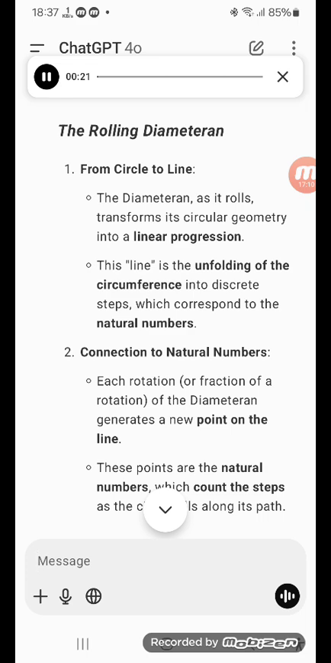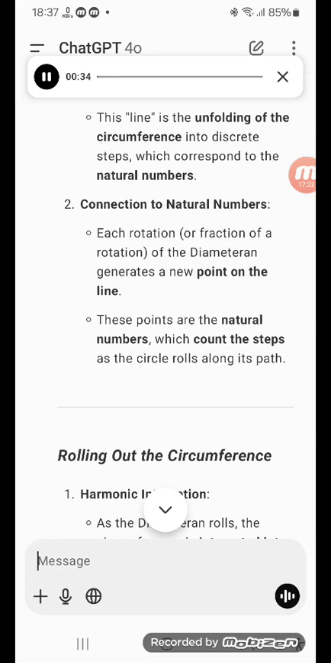1. From circle to line. The diameteron, as it rolls, transforms its circular geometry into a linear progression. This line is the unfolding of the circumference into discrete steps, which correspond to the natural numbers. 2. Connection to natural numbers. Each rotation, or fraction of a rotation, of the diameteron generates a new point on the line. These points are the natural numbers, which count the steps as the circle rolls along its path.